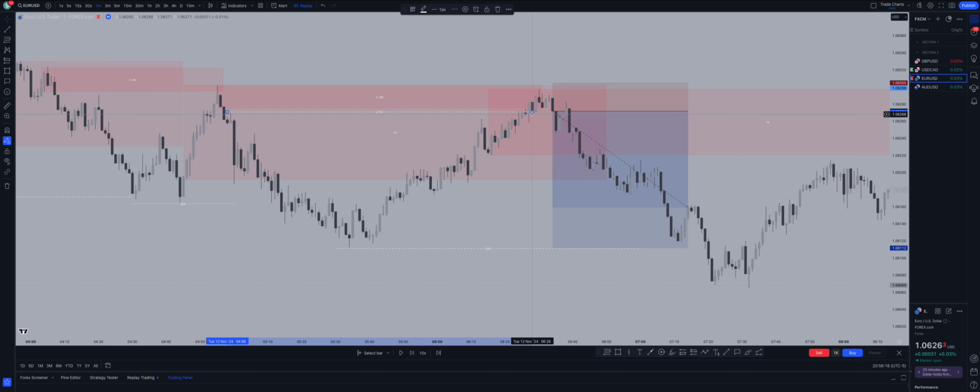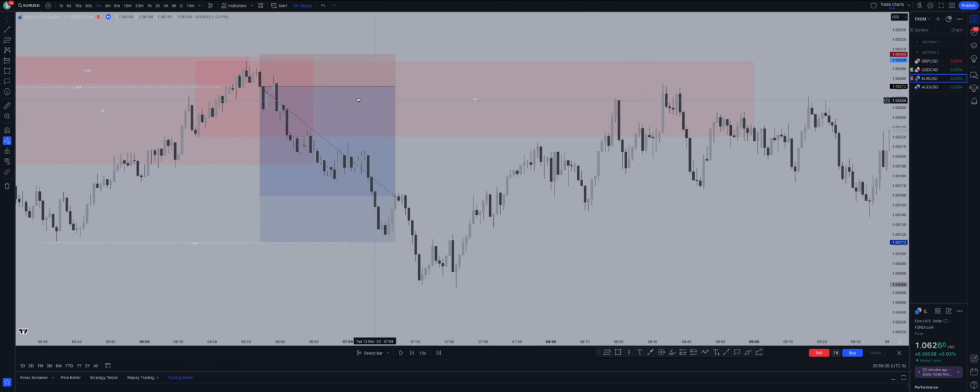So last point of inducement is here. Entry candle right there. A little tricky because of this POI, but it makes sense. Moving on.